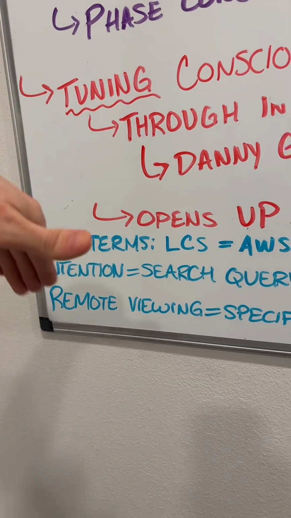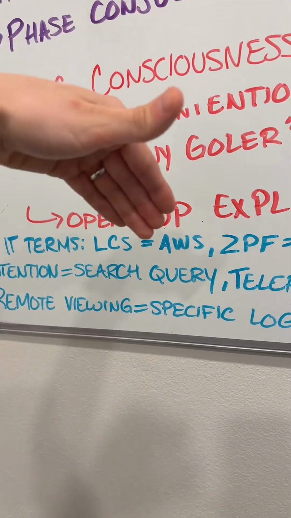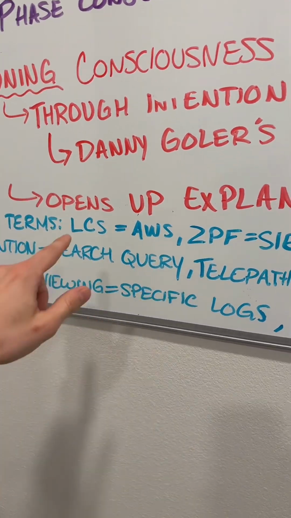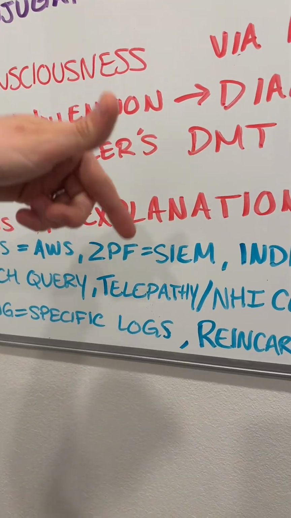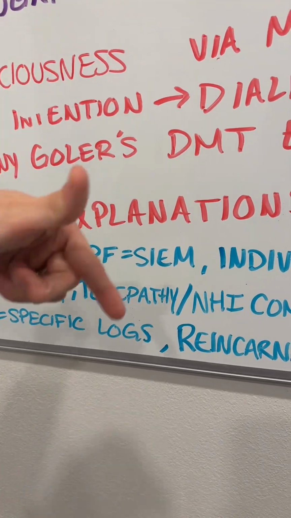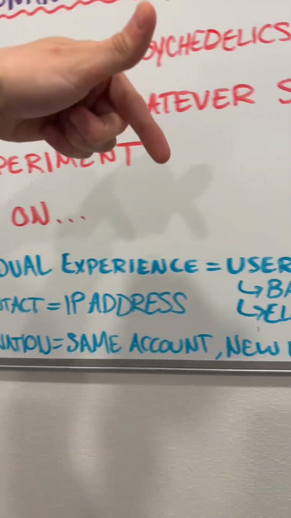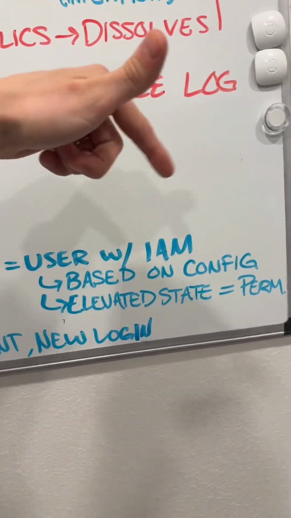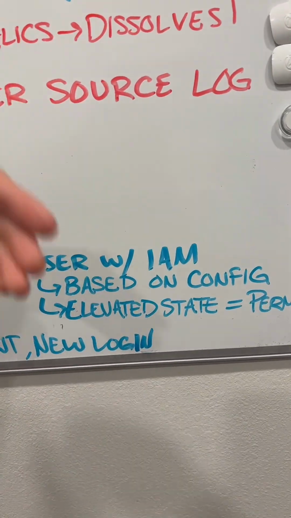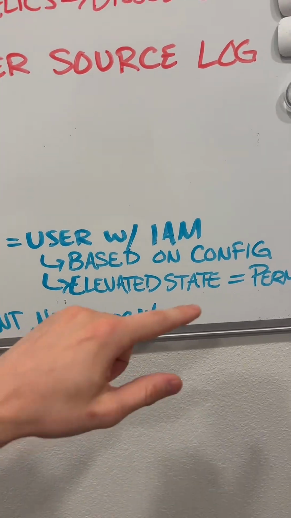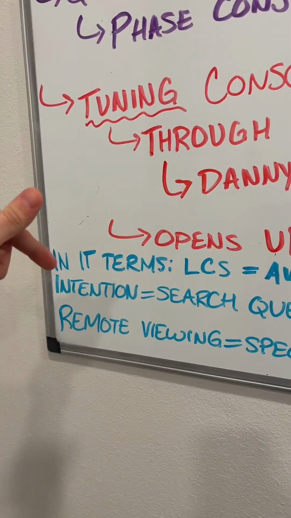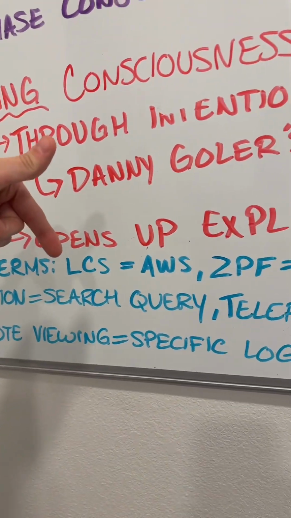Now, we look at it in IT terms. You have your larger consciousness system, which is your AWS or your cloud hosting provider, where everything else happens on top of. You have your ZPF or your zero-point field, which is your SIM or your log aggregator that you can see historical changes within that system. You have your individual experiencers, which are your users with access controls based on their configuration, health, genetics, etc. And when you get into elevated states via DMT or psilocybin, you get permission escalation. So carry that context. Intention equals search queries in the ZPF.